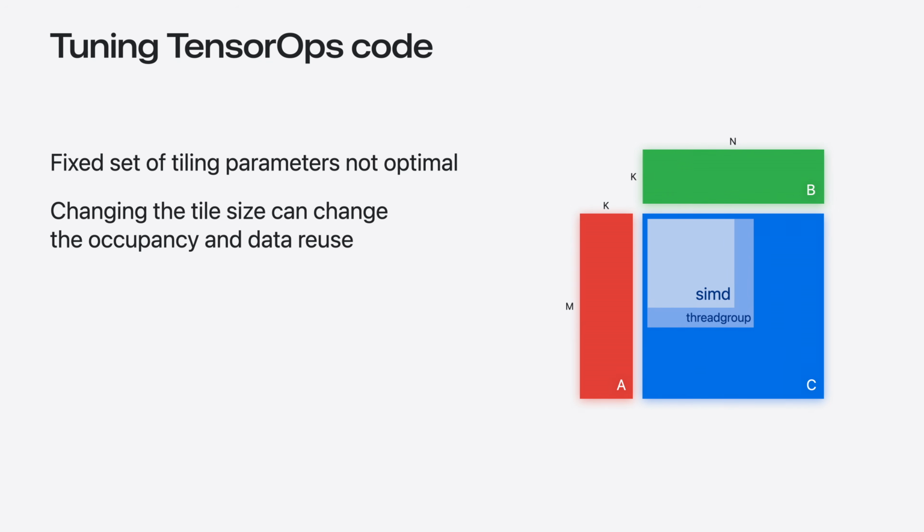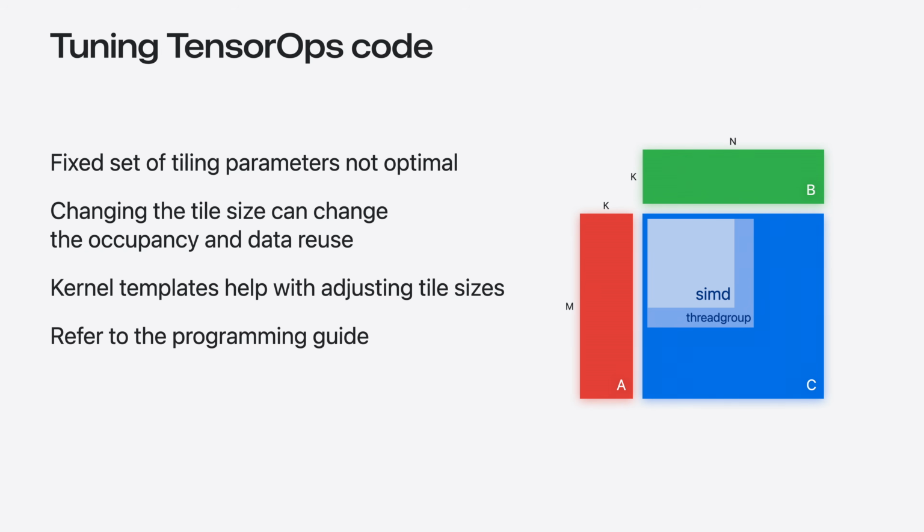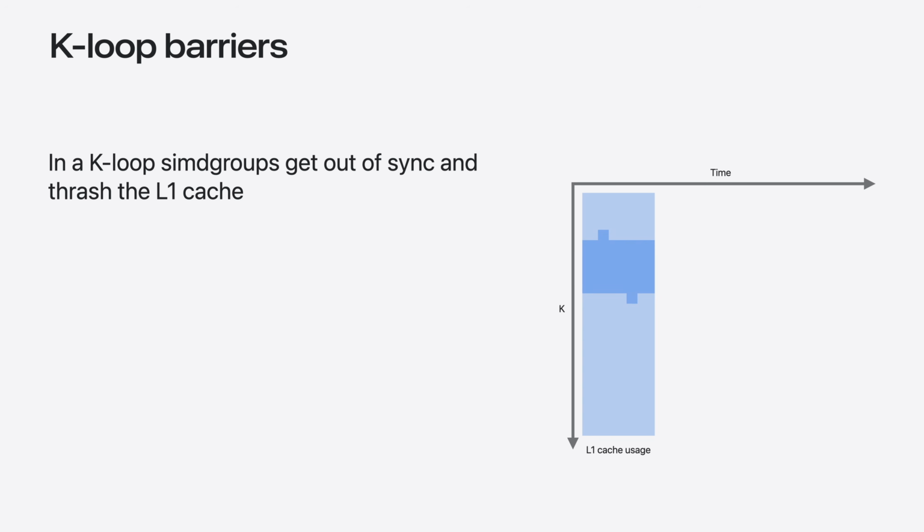On the other hand, increasing the SIMD group tile size can reduce traffic between cache levels, but be careful. If you go too large, you may start spilling registers, which hurts performance. Templating your kernel so you can easily adjust tile sizes for different workloads is a good idea. Refer to the programming guide for detailed examples of how to find the optimal tile sizes for your specific use case. The second optimization is about keeping your SIMD groups in sync.